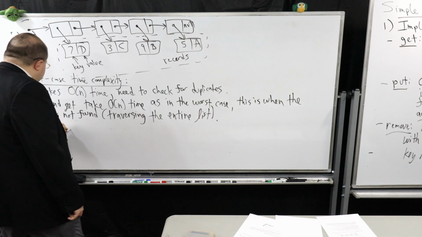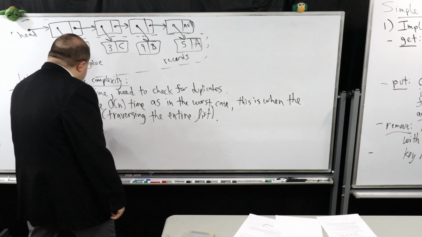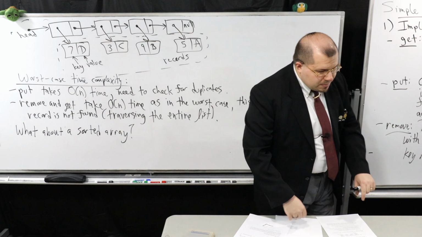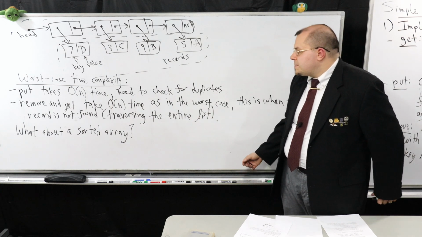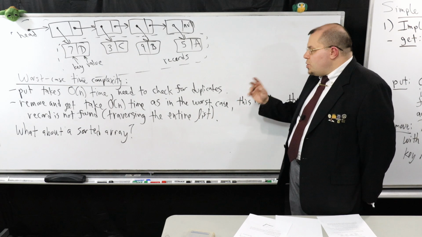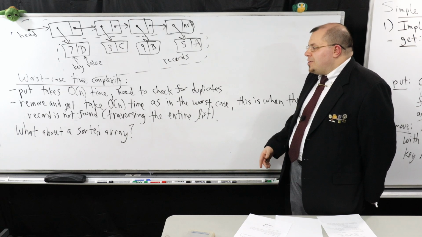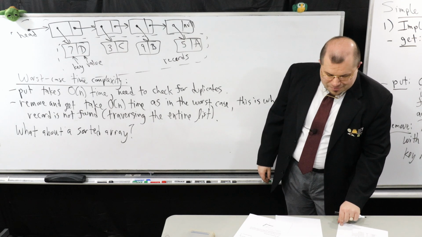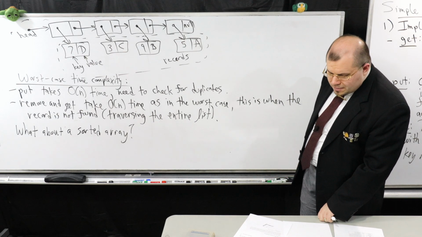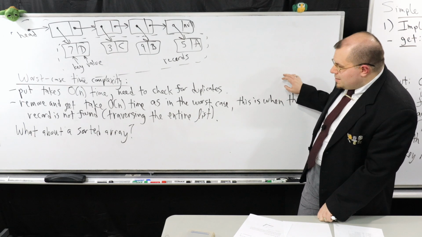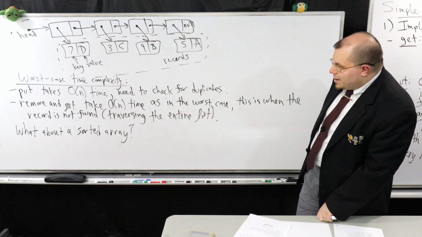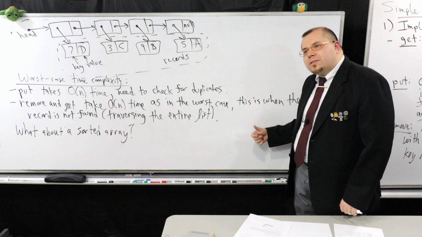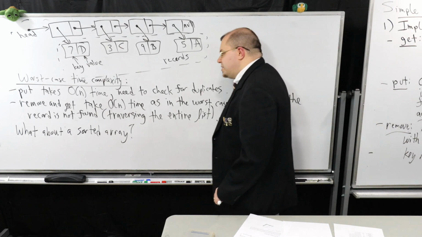What about a sorted array? Well, in a sorted array, if I wanted to do a remove operation, or if I wanted to do the search, these don't seem to make much of a difference, right? There's two reasons why. The first one is that this is still true. This is just as true otherwise. It may be the case that the record is not found.